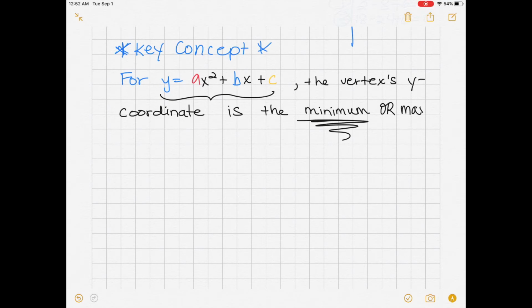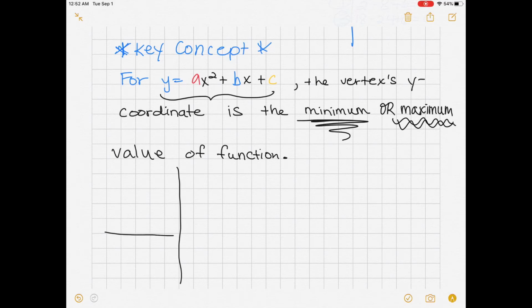So the vertex's y-coordinate is really important because that y-coordinate is the minimum or maximum value of the function. Okay, and here's how to know which is which. Okay, let's do a little graph first, okay?